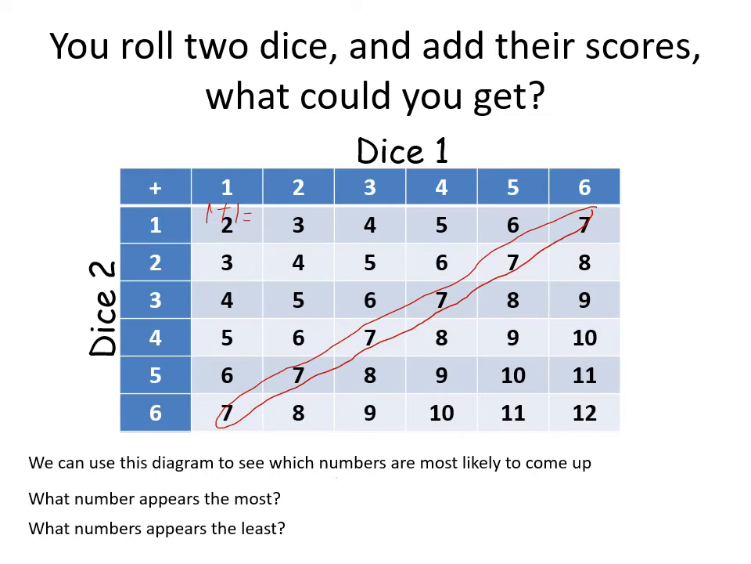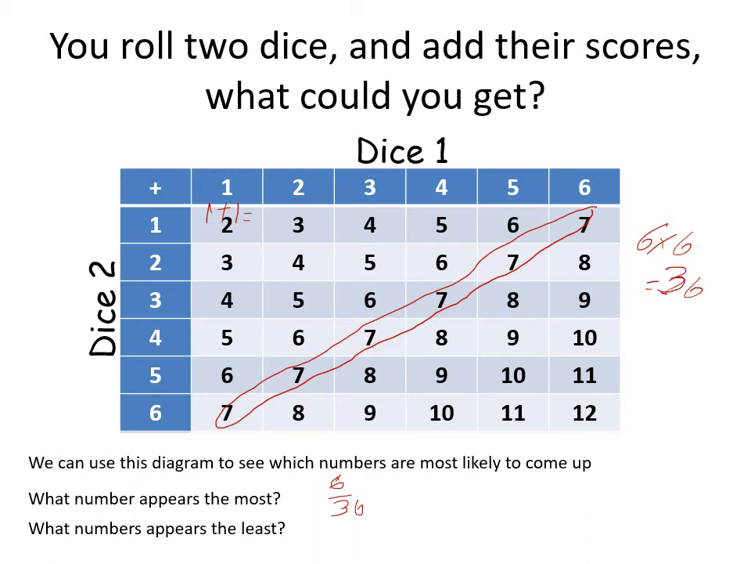So the probability to get this one will be 6 over 36. There are 6 possibilities on this side and 6 on this side, so the total number of outcomes is 36.